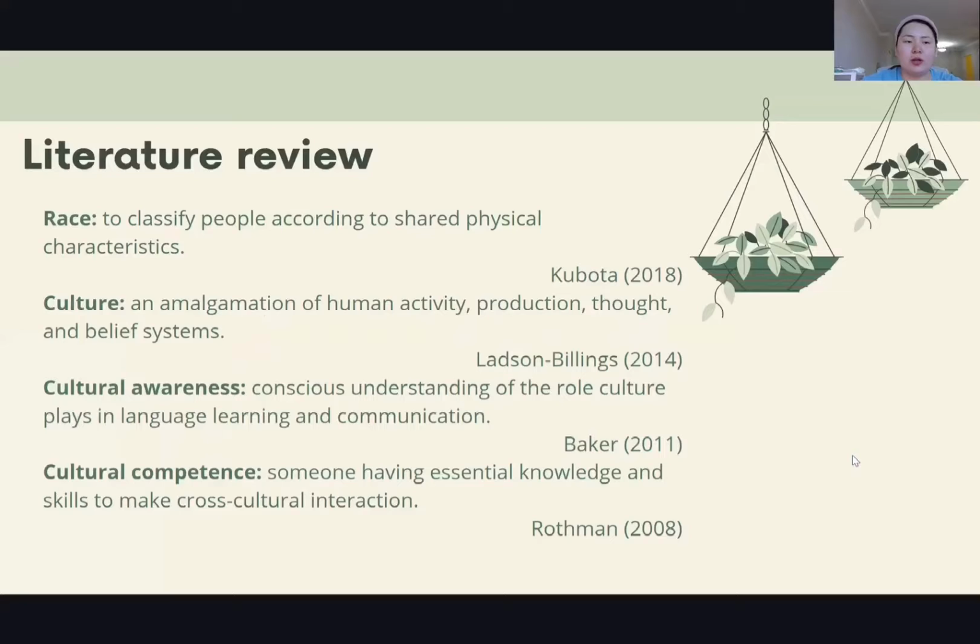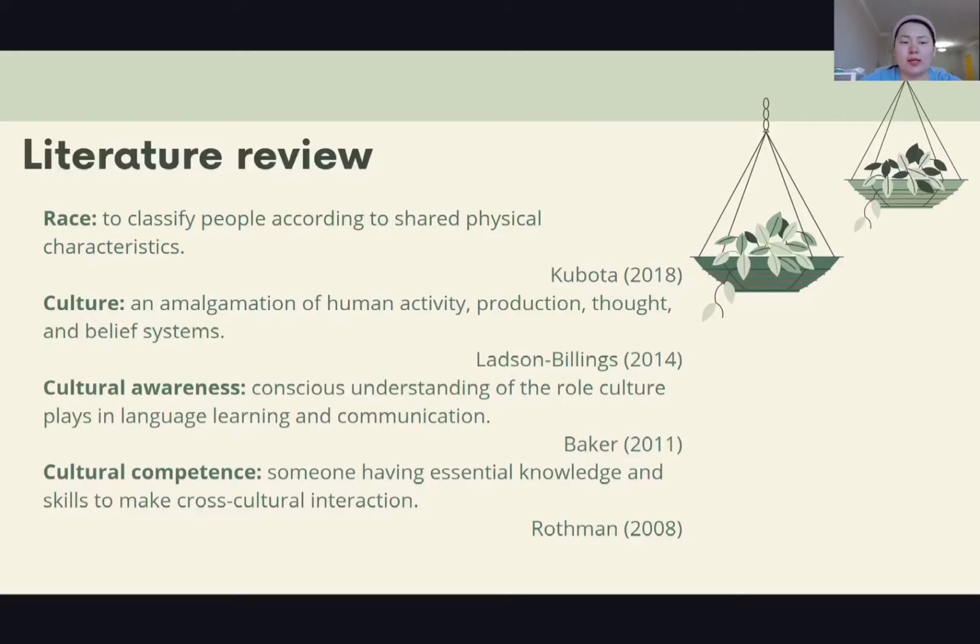Here are some explanations about these key concepts. First is race. In 2015, Lee believes racism is rooted in the surface characteristics and the differences of human beings. And in 2018, Kubota agrees that race is used to classify people according to shared physical characteristics. And for culture, according to Lansing-Billings in 2014, culture is an amalgamation of human activity, production, thought, and belief systems. In other words, culture is a combination of human external outputs and internal thinking.